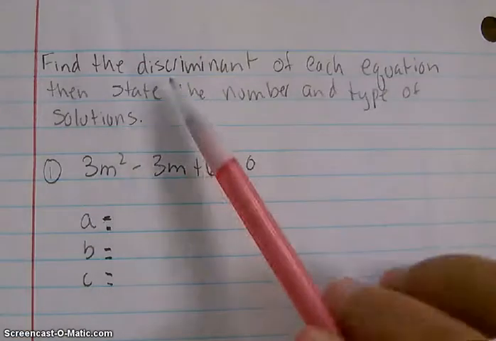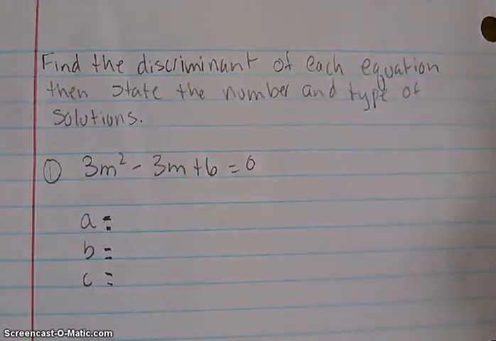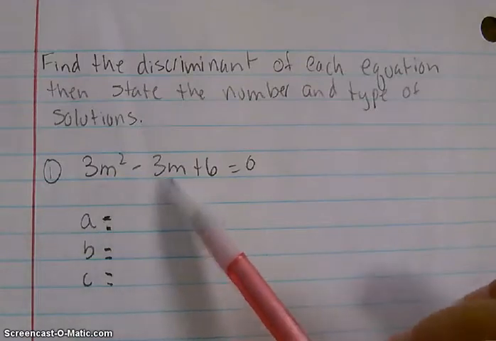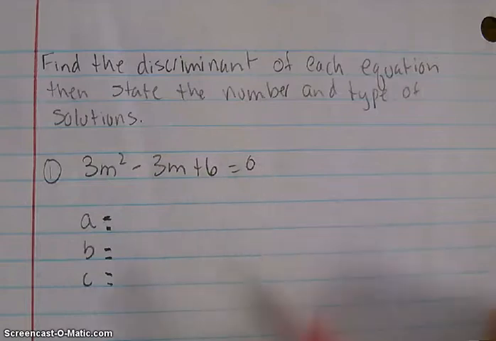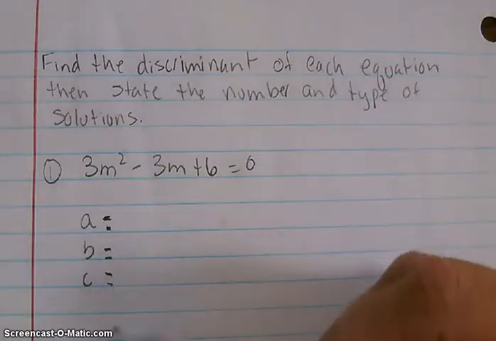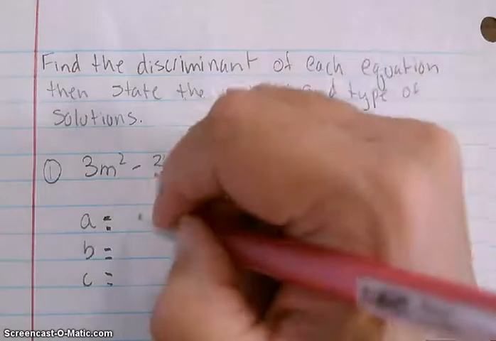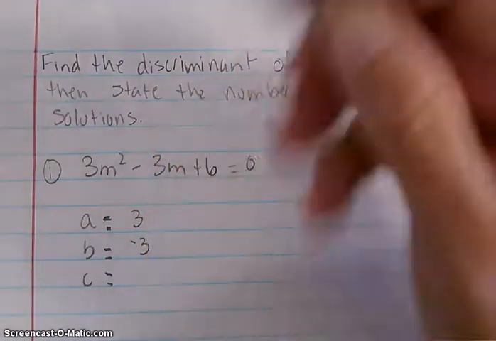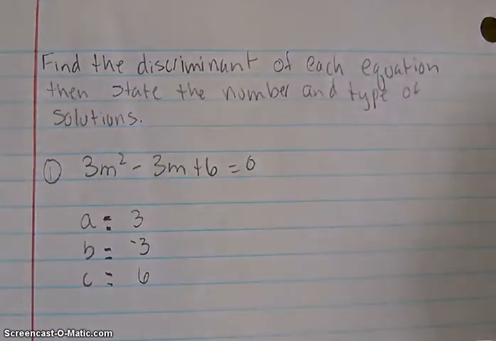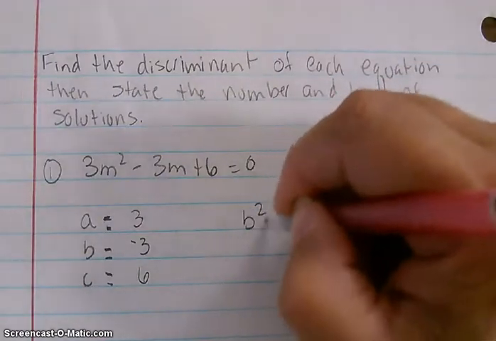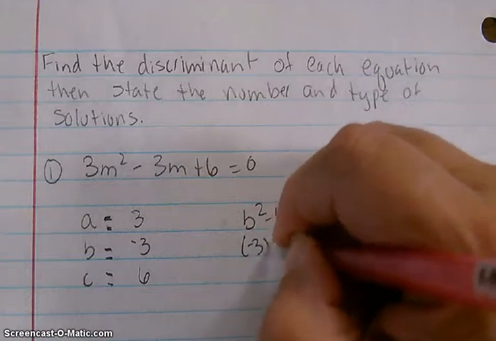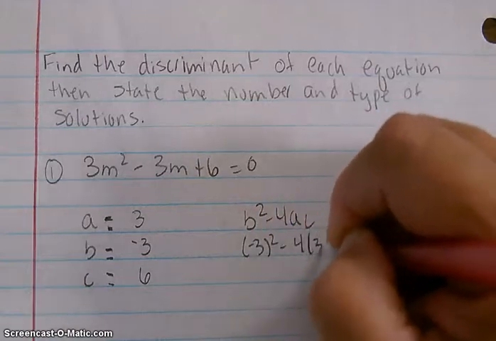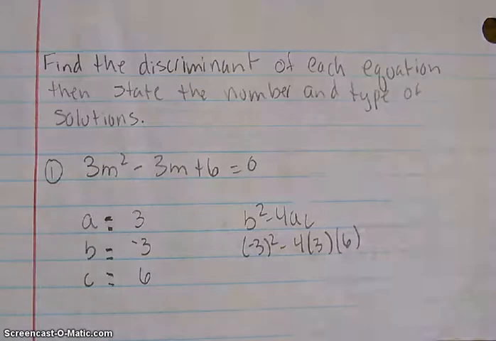In the examples, I want to find the discriminant of each equation, then state the number and type of solutions. My first equation here is 3m squared minus 3m plus 6. I am in standard form, set equal to 0, so I can go on. The first thing we always want to do is identify your a, b, and c values. My a is 3, my b is negative 3, and my c is positive 6. So we're going to plug that into b squared minus 4ac and solve. So we have negative 3 squared minus 4 times 3 times positive 6.